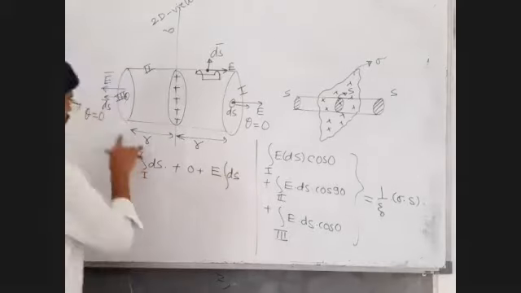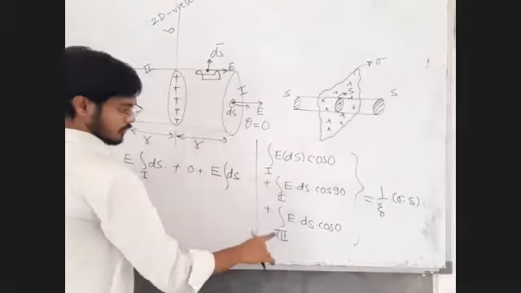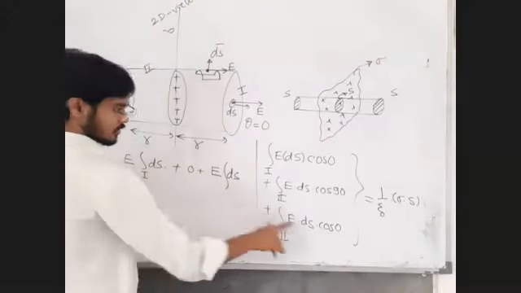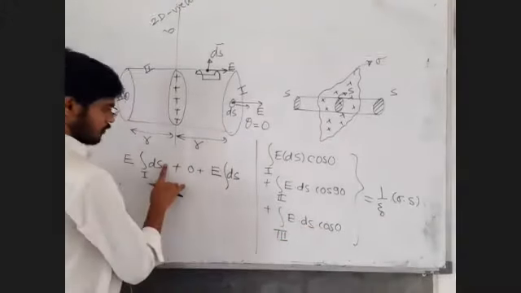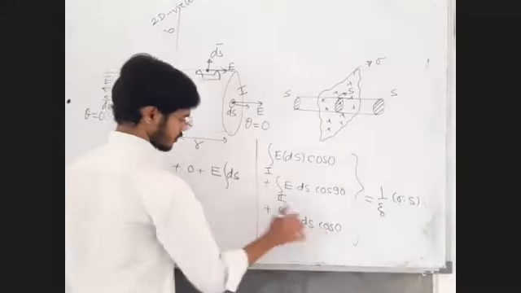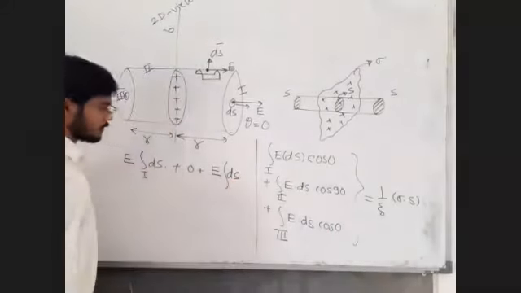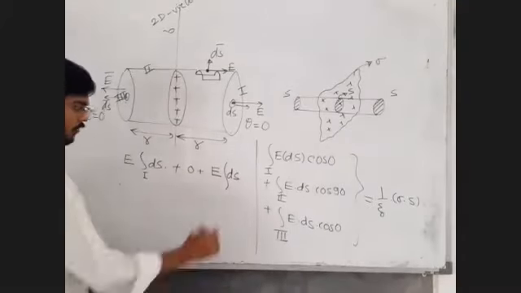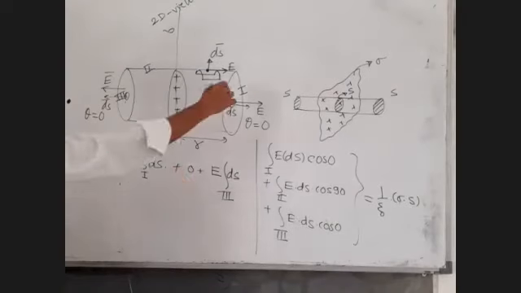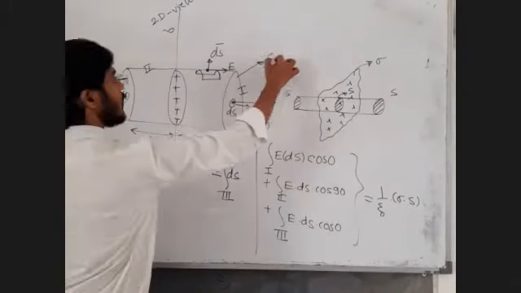Integration of ds over third area. This E outside, ds as it is, cos 0 1 that we know, no need to write. Fine. Over this integration over third area. This total area we called S.